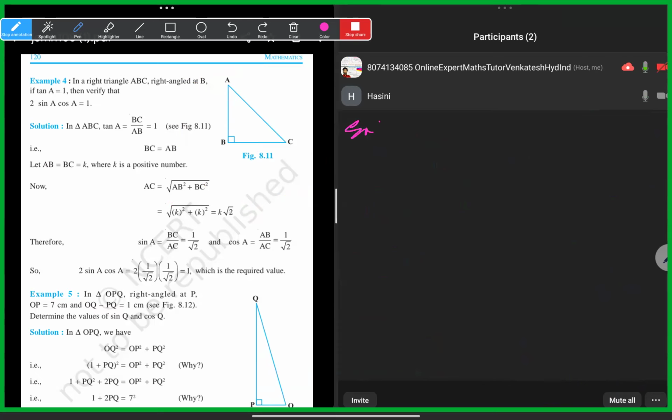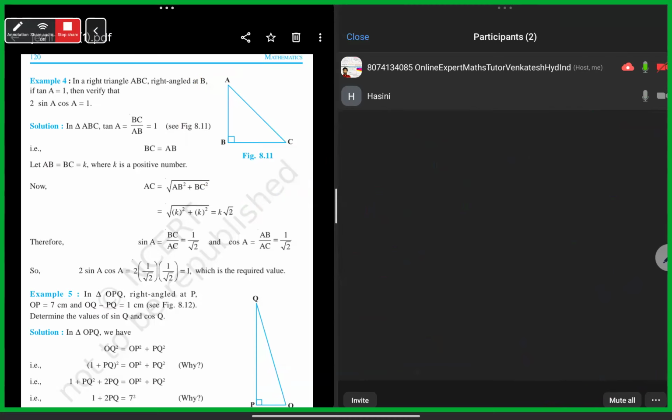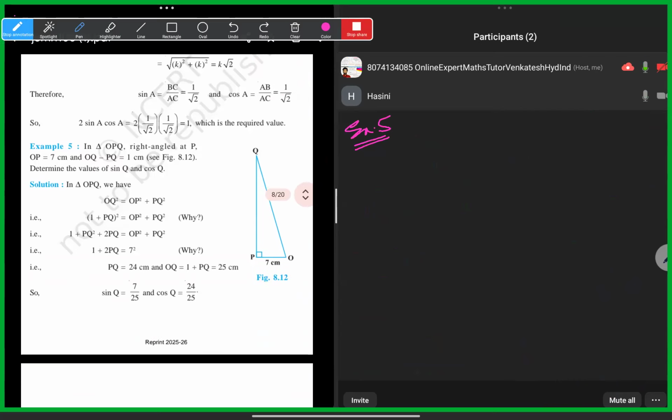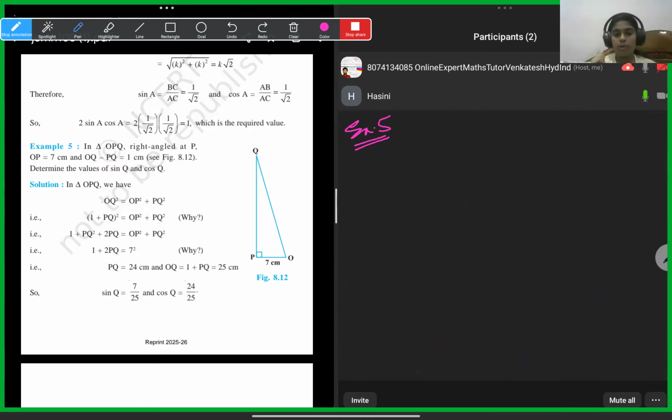So here we get an example. This example 5 is also an important one for 2 markers. Actually, here we will get an equation. Same like linear equations, we'll use many ways to do it, whichever is convenient for you. Once you read the question, example 5: A triangle OPQ, right angled at P, OP is 7 centimeters and OQ minus PQ is 1. See figure 8.1 to determine the value of sin Q and cos Q.